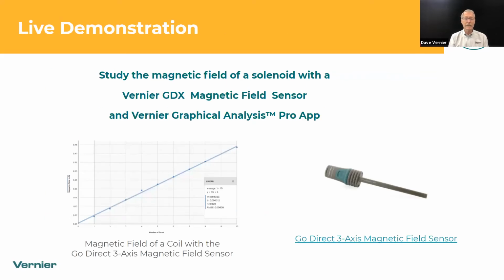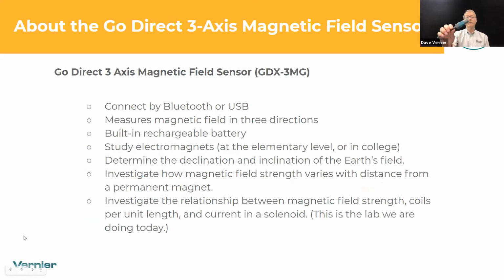Just a word about the experiment. It's lab 26 in the Physics with Vernier book, this book right here. And there's versions for all kinds of platforms, but we're doing the version using graphical analysis. And next slide, Angie. Our magnetic field sensor is a 3-axis magnetic field sensor. It's in the GDX family of sensors. We have about 45 of them now. They're pretty cool sensors. They connect by Bluetooth or they can connect by USB. And they have a built-in rechargeable battery and all that stuff.